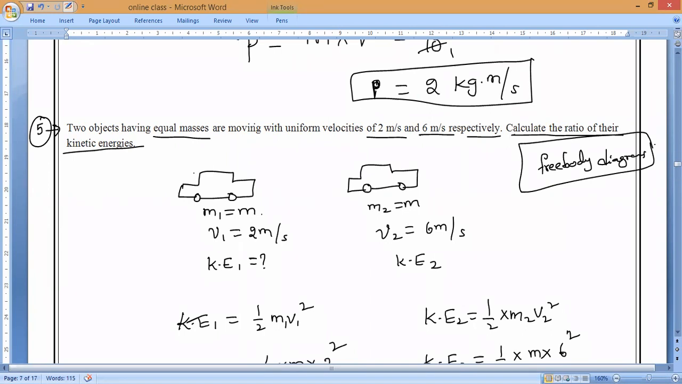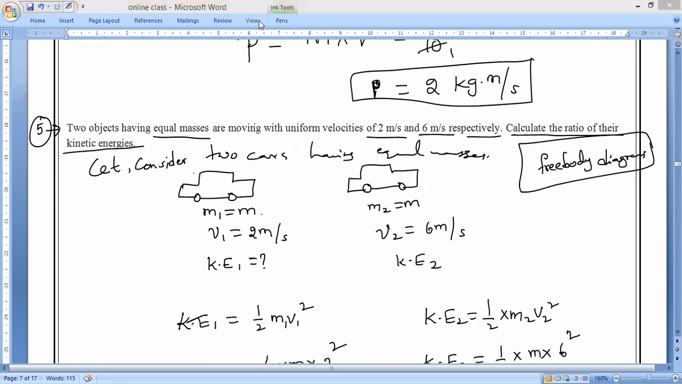How well you understand the question will be understood by the evaluator by seeing our diagram itself. You can put a statement here, because the question doesn't mention car. So you have to put a statement: let us consider two cars having equal masses. That is the statement. A person who understands well will always write the answers in this manner. Understand? Yes, sir. Solve it now.